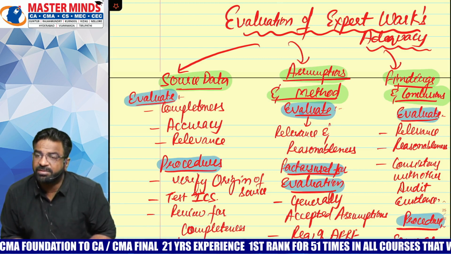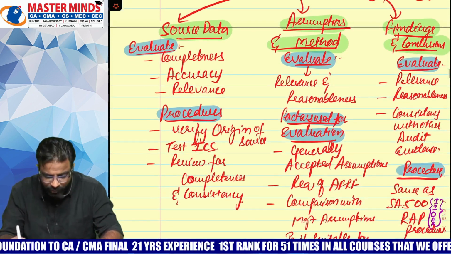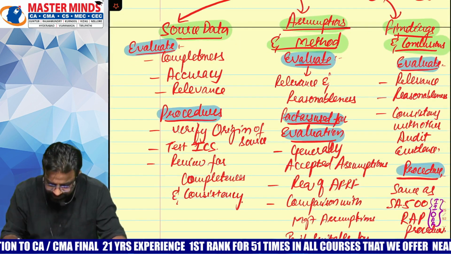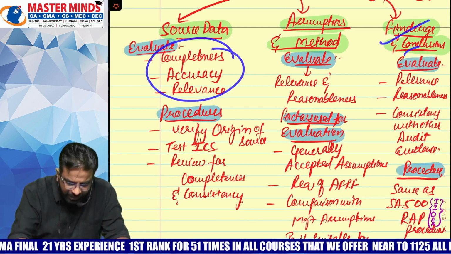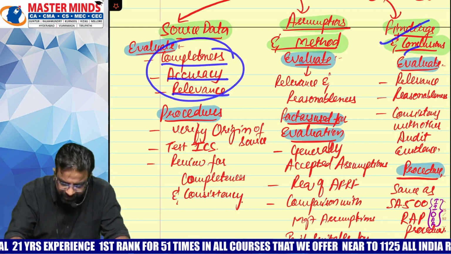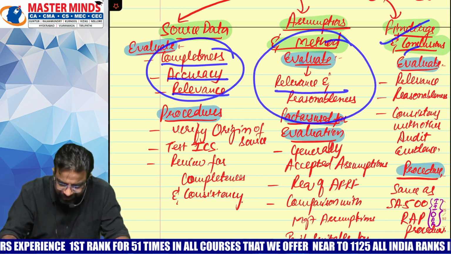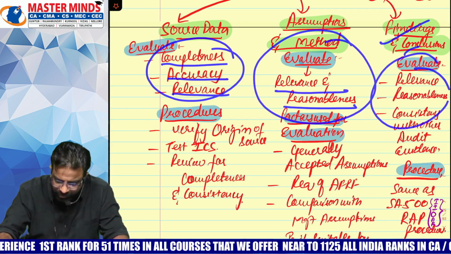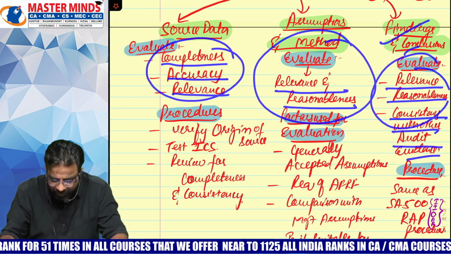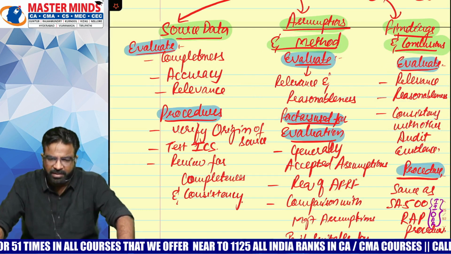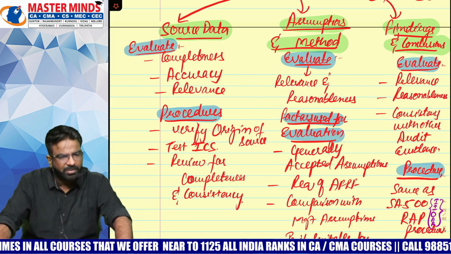So you can't blindly use whose work? Expert's work. What are the three things you need to verify? Source, assumptions and methods he has used. Findings. Source में क्या check करना है? Completeness, accuracy, relevance. यहाँ पे क्या check करना है? Relevance, reasonableness. यहाँ पे what do you have to check? Relevance, reasonableness, consistency with other what? Audit evidence. Simply think that if his things are looking normal, okay, continue.